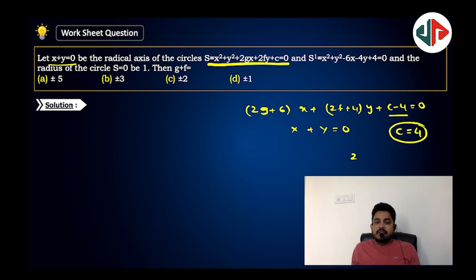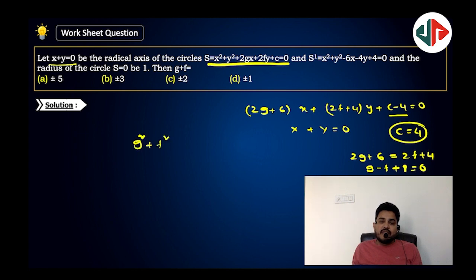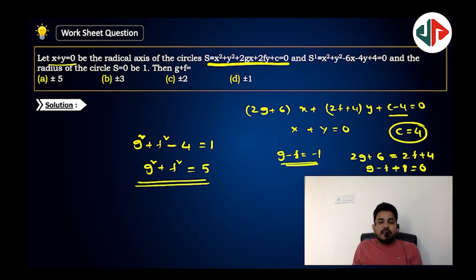And 2g plus 6 is equal to 2f plus 4. So g minus f plus 1 is equal to 0. This is one combination. Now the radius is g square plus f square minus c is equal to 1. So g square plus f square is equal to 5. Now I have g minus f is equal to minus 1, and g square plus f square is this one.